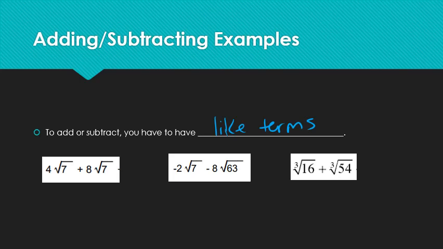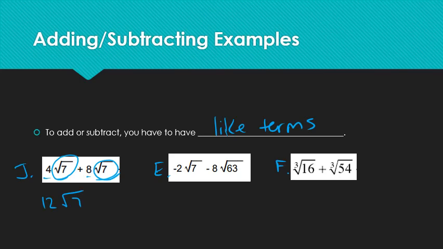So in this case, we're looking for like terms. What do I mean by like terms? Here we have this term and this one, and these square root of 7's are like terms. So what we're going to do is add the 4 and the 8, and then keep the like term of 7.